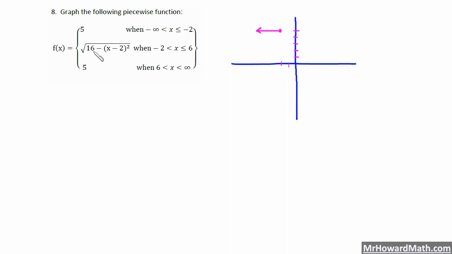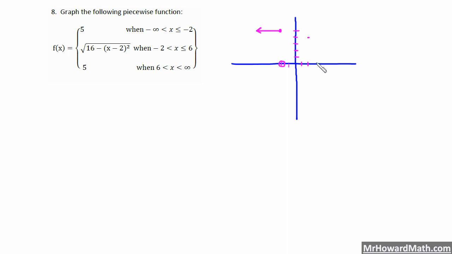Alright, and then the next piece is a semicircle with a radius of 4, and it's moved to the right 2. So radius of 4 would normally be out here at negative 4, but it's moved to the right 2. So it's going to start at negative 2 here with an open circle because it's not defined here at negative 2, and then it's got a radius of 4 like we talked about. So the maximum point up here would be 1, 2, 3, 4 away in the x direction, and 1, 2, 3, 4 away in the y direction.